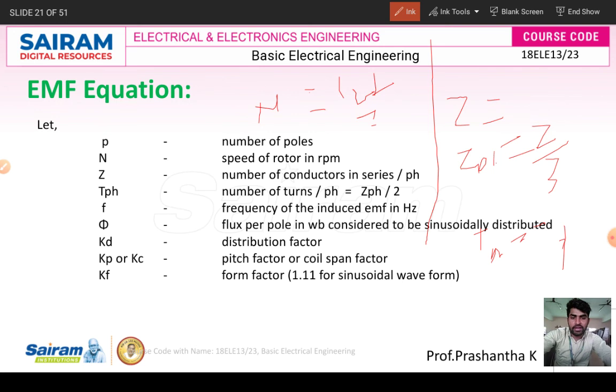Kp is equal to the pitch factor. EMF gets reduced due to short pitching the winding, and Kd is equal to the distribution factor. That formula is sin(mβ/2) divided by m sin(β/2), and for the pitch factor it is cos(α/2). Right? That is the EMF equation. Thank you.